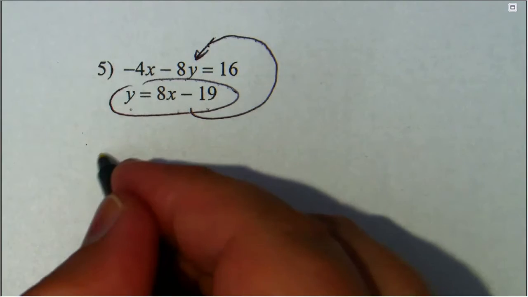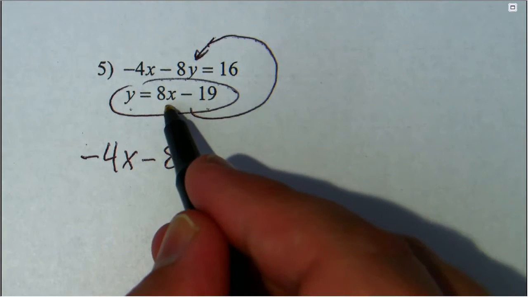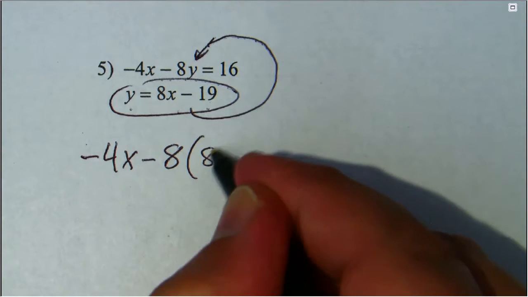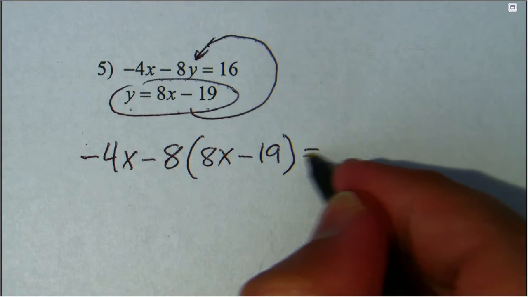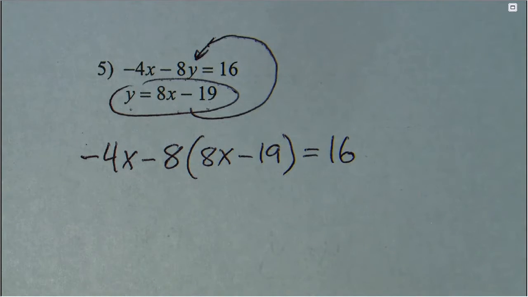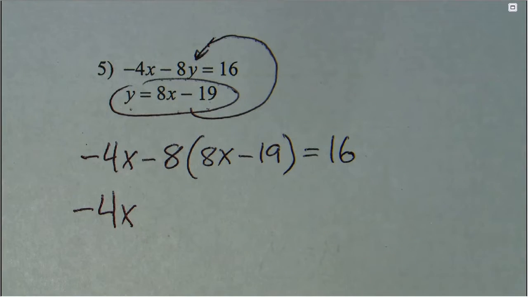So let me show you what I mean. We had negative 4x minus 8y. Didn't they say y equals 8x minus 19? So I'm just going to plug it in for y. Do you guys see what I did? I just plugged in 8x minus 19 for that y, because y is that. Okay? All right, parentheses means what? Multiply.